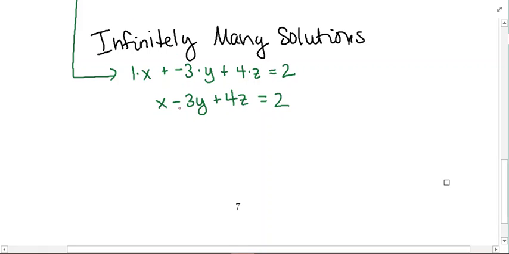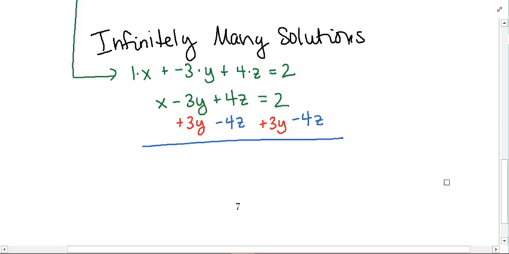So I'm going to solve for x by moving the 3y over. I'm going to add 3y to both sides, and I'm going to move the 4z over. The 4z here is positive, so to undo that, I need to subtract 4z from both sides. On the left, -3y and +3y cancel, and +4z and -4z cancel, leaving x all by itself, isolated. On the right side, we have 3y minus 4z, and don't forget the +2 that was already there.